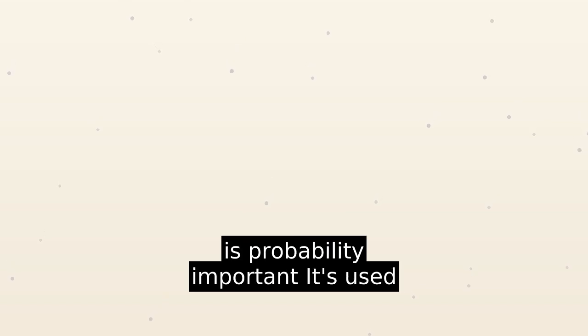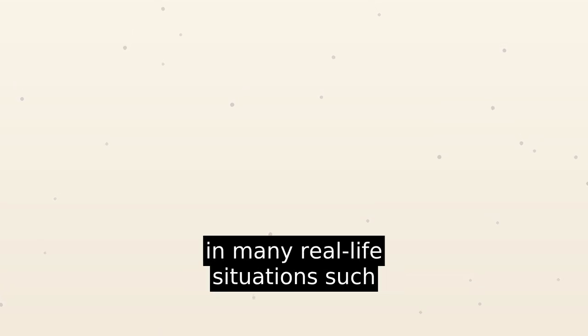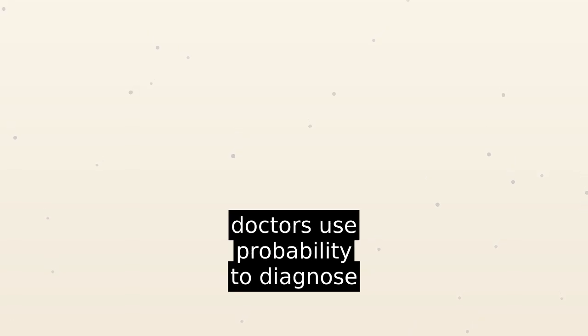So, why is probability important? It's used in many real-life situations, such as predicting the weather, insurance, and medical diagnosis. For example, doctors use probability to diagnose diseases and predict the likelihood of a patient's recovery. You can also use probability to make informed decisions, such as deciding whether to bring an umbrella or not.